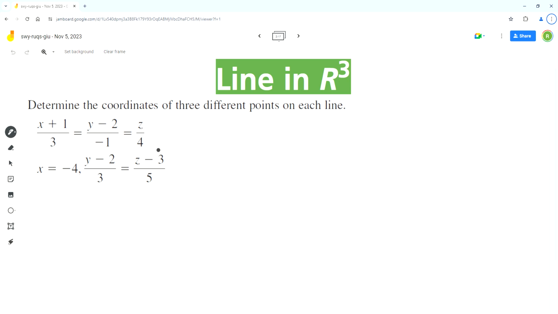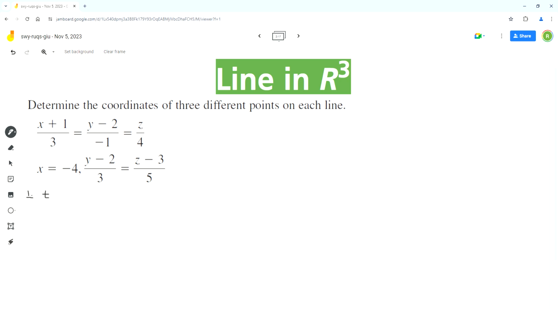In order to find three different points that lie on this line, we should convert the symmetric form to parametric form. And for that, we'll have to use a parameter for this equation. So let's assume the parameter for this equation is t. We should set each part of this equation equal to t and then solve for x, y, and z.